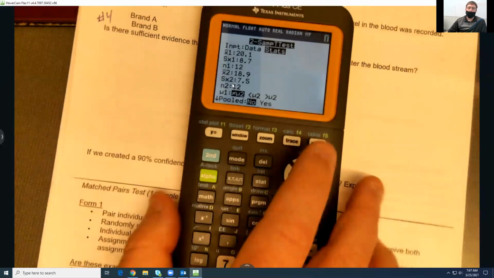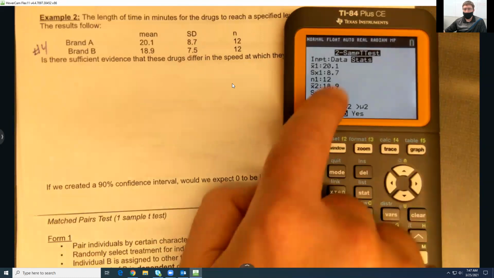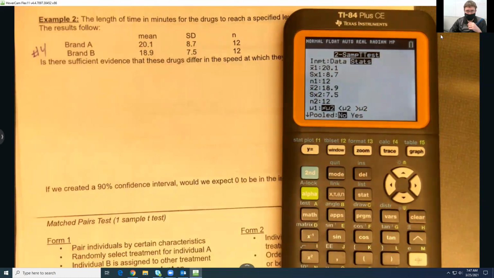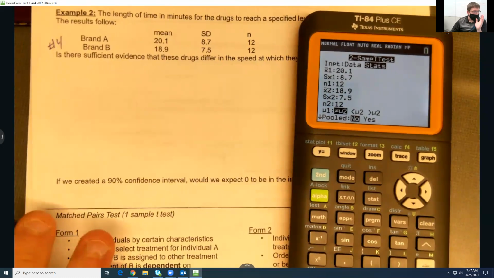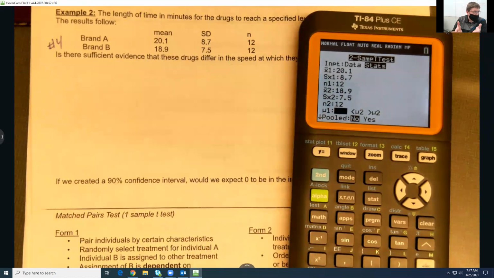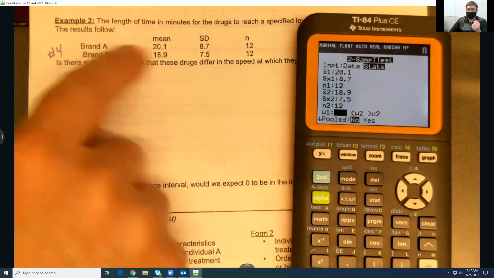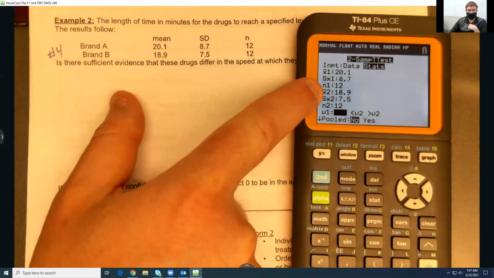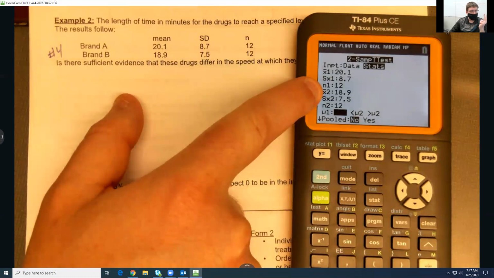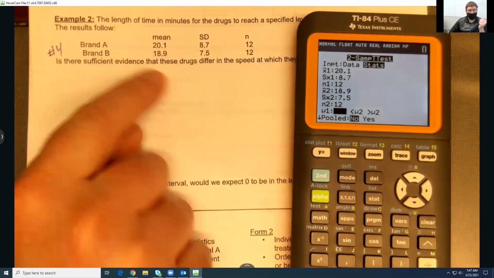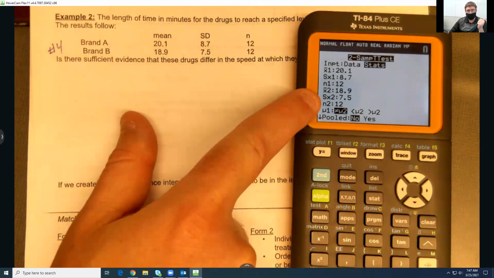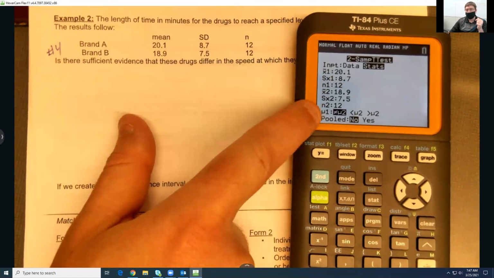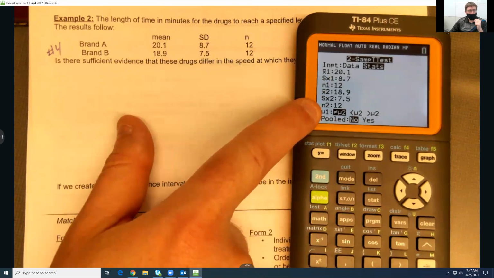All right, so I went to option number 4. Again, I'm inputting statistics. I'm not doing data. I don't have a list. Even though it looks like a list, I actually have statistics. So for the first one, brand A, it has an average of 20.1, a standard deviation of 8.7, and a sample size of 12. For brand B, it has 18.9 for an average, 7.5, sorry, for a standard deviation, and a sample size of 12.